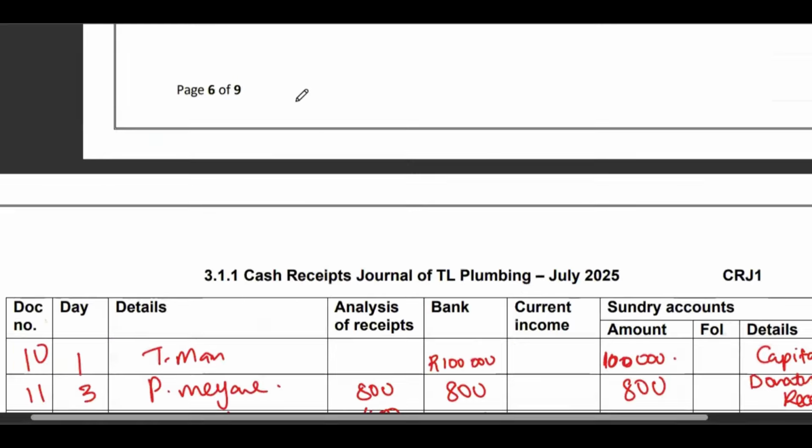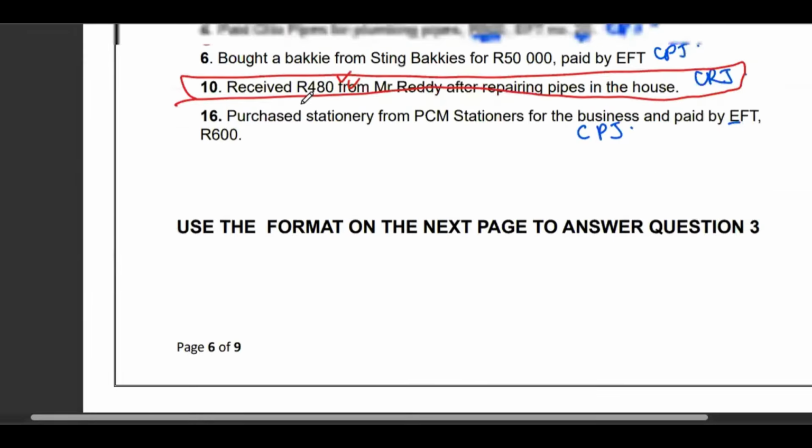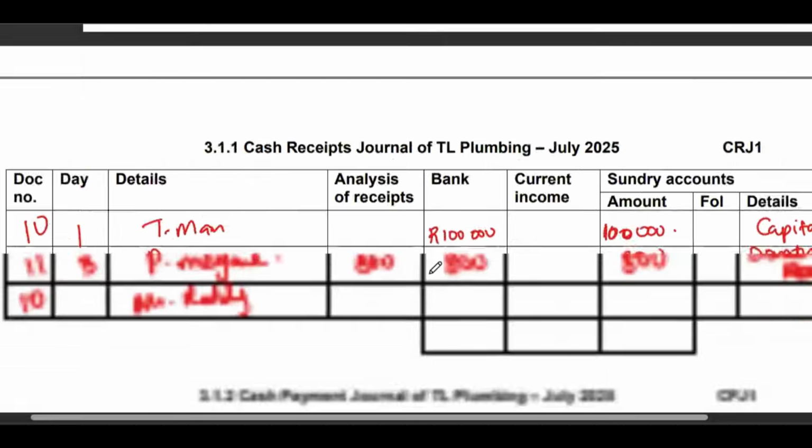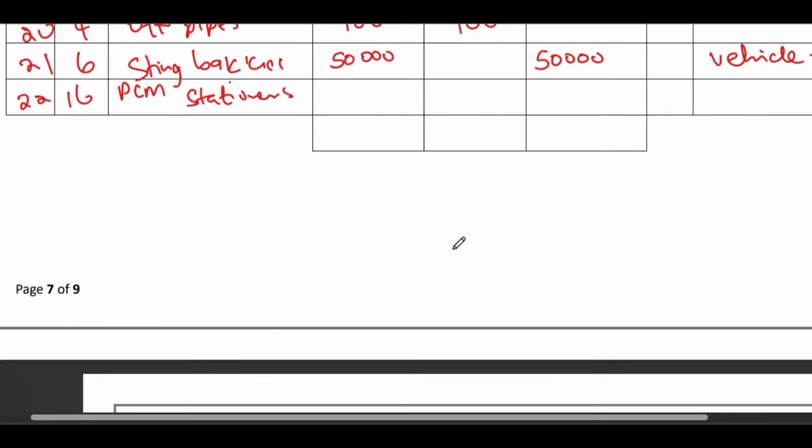And then next, the date, we said it's a CPJ, which is the stationery. It was on the 16th. We can call that document 22 on the 16th. So we're going to say PCM Stationers, because it is stationers that sell stationery. And how much was the stationery? They said 600 rands. So the 600 must come from the bank. Okay, and it was from the Sundry account. So the description is the stationery.